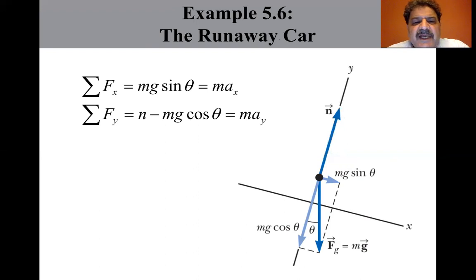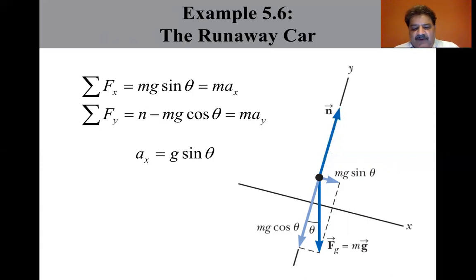Now let's apply these models to the car. Sum of Fx equals mg sine theta equals m ax, and sum of Fy equals the normal force minus mg cosine theta equals m ay. There shouldn't be any acceleration in the y direction because it should all be in the x direction. Solve the first equation for ax equals g sine theta. So it's a sine theta reduction of gravitational acceleration.